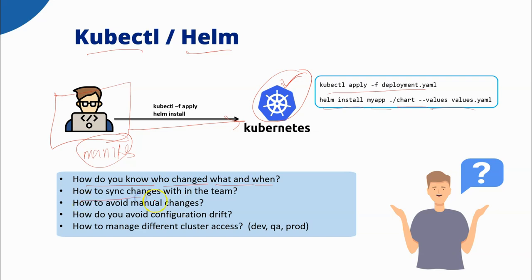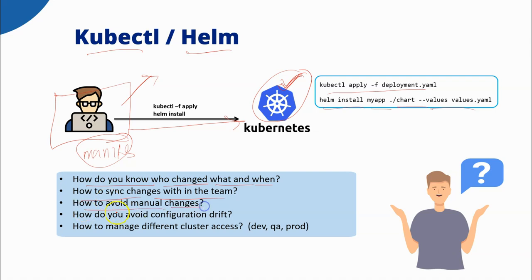Next, how to sync changes within the team. If you have a proper mechanism, then well and good. Or else it is quite difficult to sync your changes with your team. You applied something and you forgot to communicate with your team members. Even they might have done some changes because of your updates, because you don't have the same changes in your manifest files. Whatever changes they have done, it might get reverted. So there is a challenge to sync your changes with the team and vice versa.